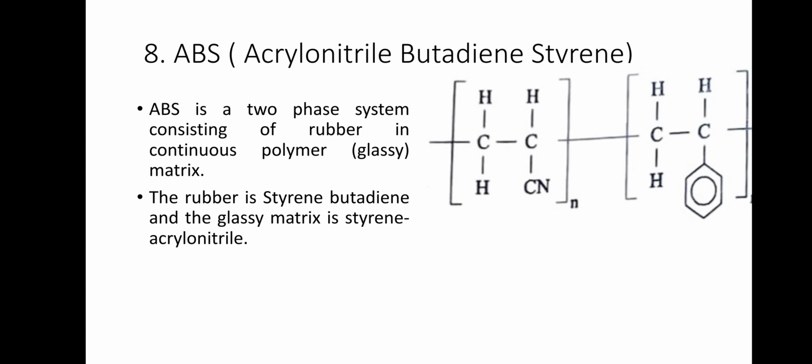The next polymer is ABS, acrylonitrile butadiene styrene. ABS is a two-phase system consisting of rubber in a continuous glassy polymer matrix.